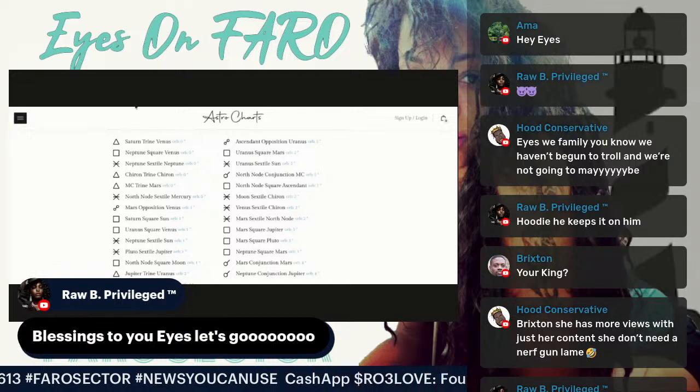A trine is going to show you more complementary energies. So when you're looking at a chart, if you want to look for complementary energies, you want to look for the trines. The trines will tell you, and those are going to be easy energies. It's going to flow pretty easily. That's your gifts.